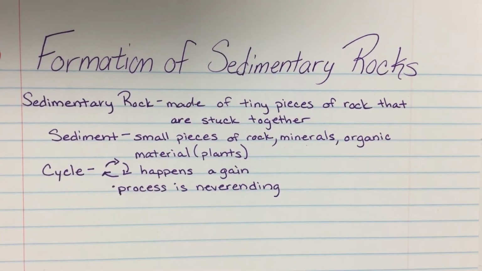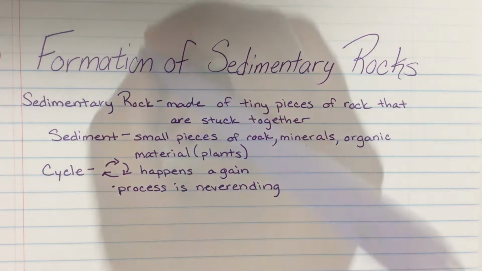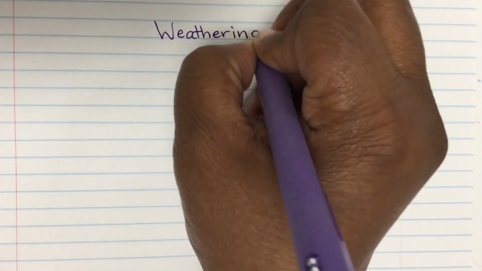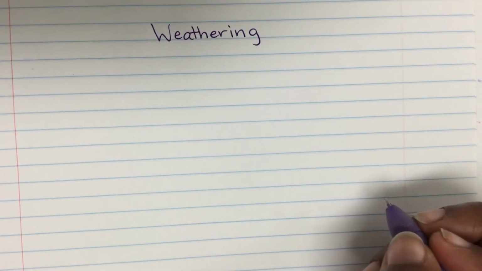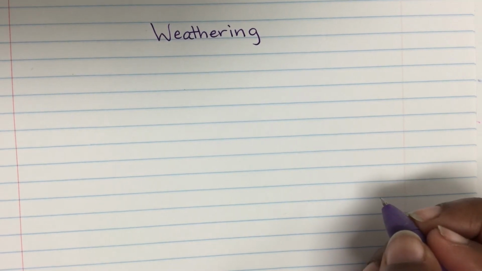For the last part of this, we are going to go through the different steps in making a sedimentary rock. First step is weathering. This is when rocks are broken down into those small pieces or into sediment.